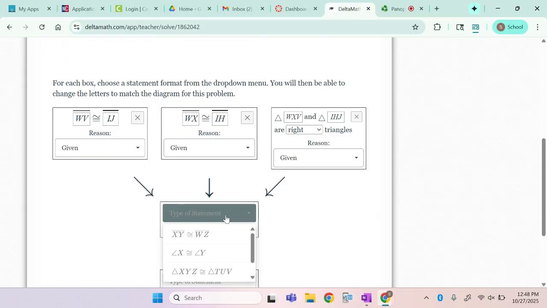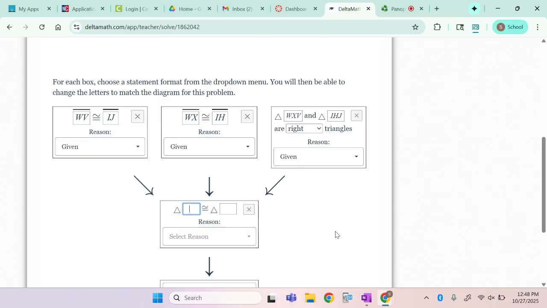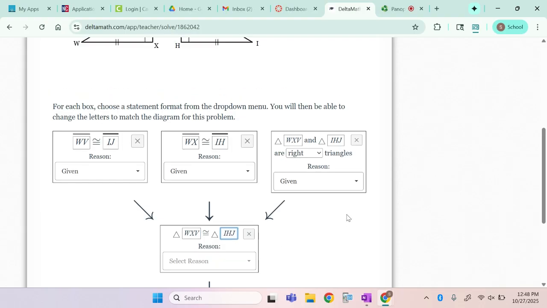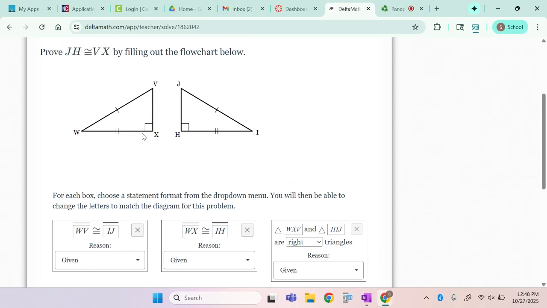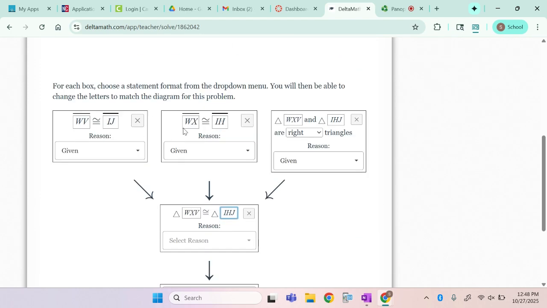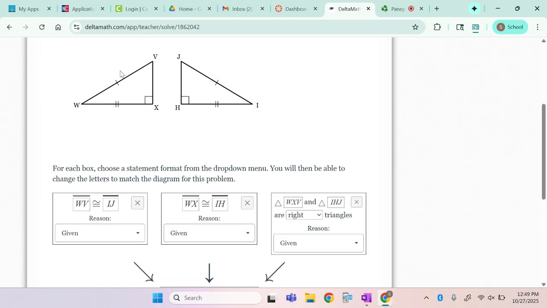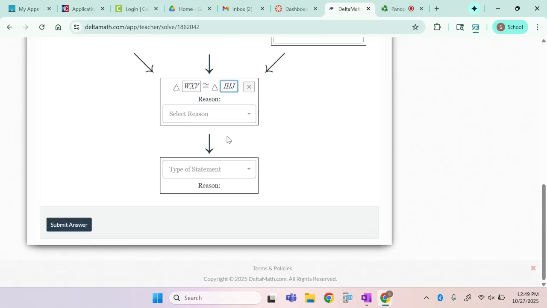So I can go ahead and say that triangle WXV is congruent to IHJ. Why? What postulate? So, guys, if it's a right triangle, it's probably what? Hypotenuse leg. The hypotenuse is congruent for both, and a leg's congruent for both. So it's HL.